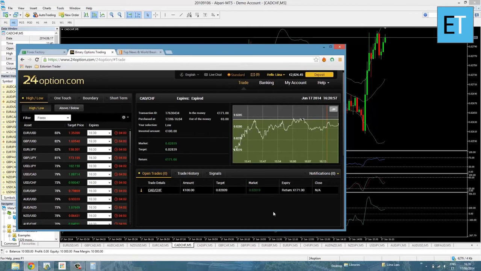Also, this strategy really works for me. If you're just starting out trading, I recommend you try out a strategy on the demo first for at least a week until you're comfortable with it and you've gained your confidence, and then start trading with real money and start making some profits.